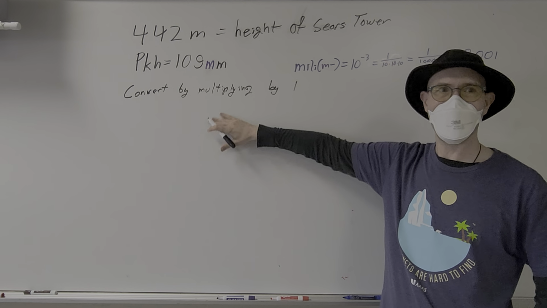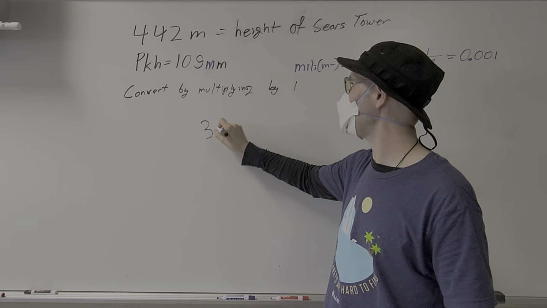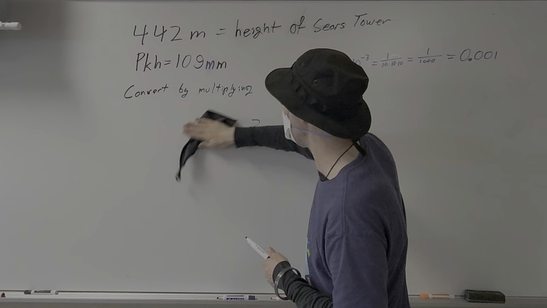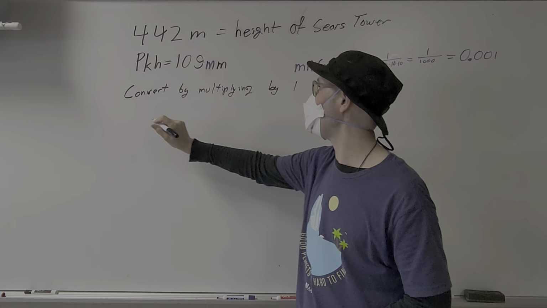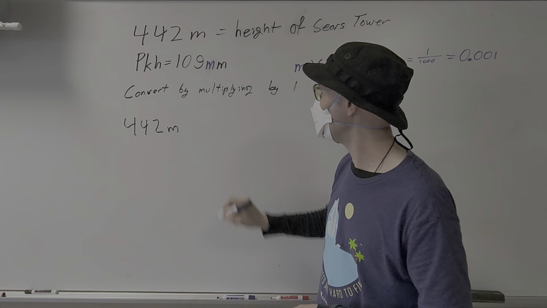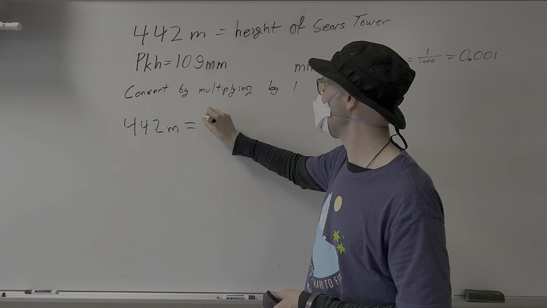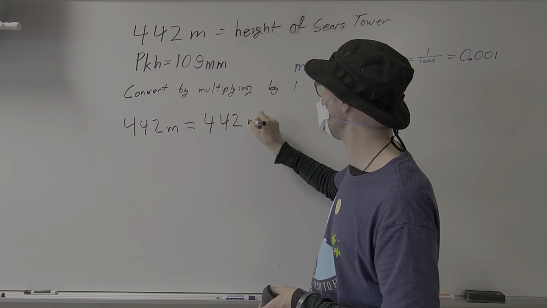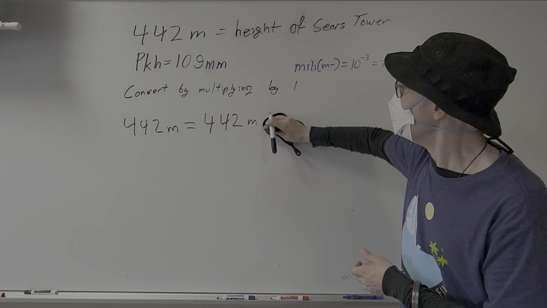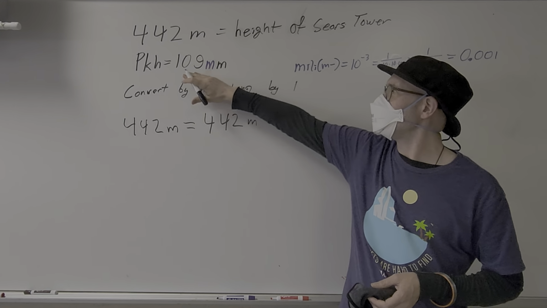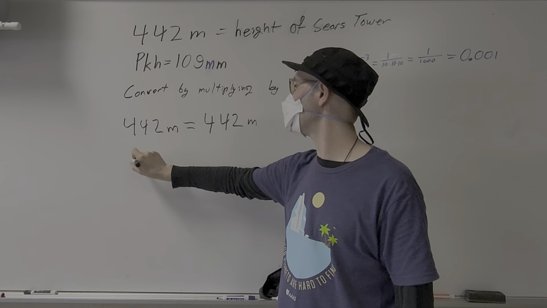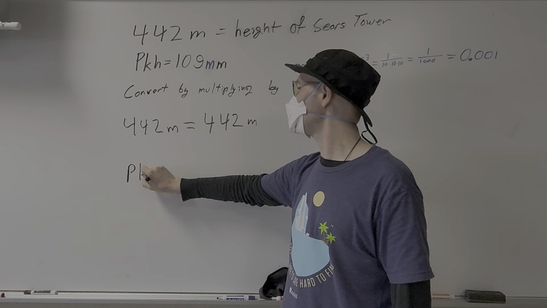When I multiply by 1, like if I do 3 times 1, that's just going to equal what I have. So I can multiply anything times 1 without changing it. So if I have 442 meters, it's going to be the same as 442 meters times 1. So in order to do a conversion out of 1, we start with something like this. I have my percentile hand height.